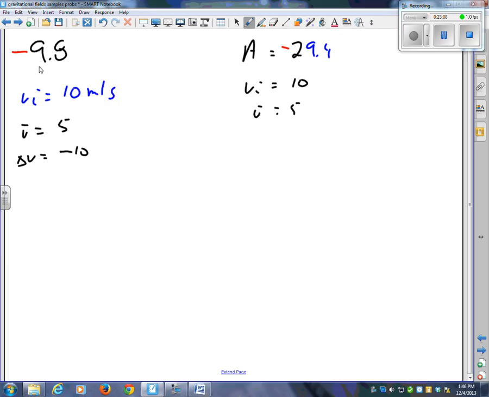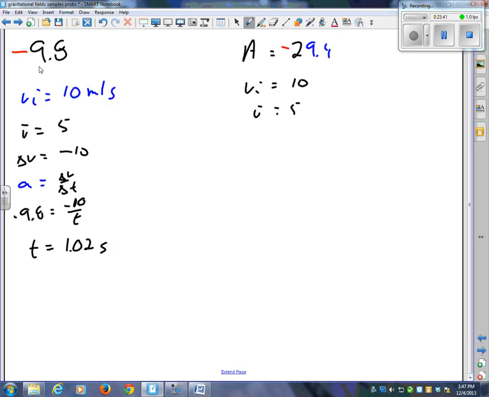Okay, I'm going to go A equals delta V over delta T. Minus 9.8 is equal to minus 10 over T. Hey, I can find out the time. It's 1.02 seconds. Minus 10 divided by minus 9.8. So it takes about 1 second if I throw it at 10 up.